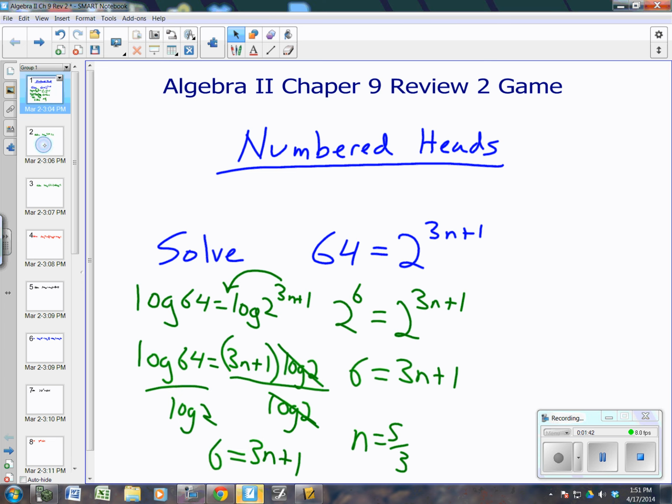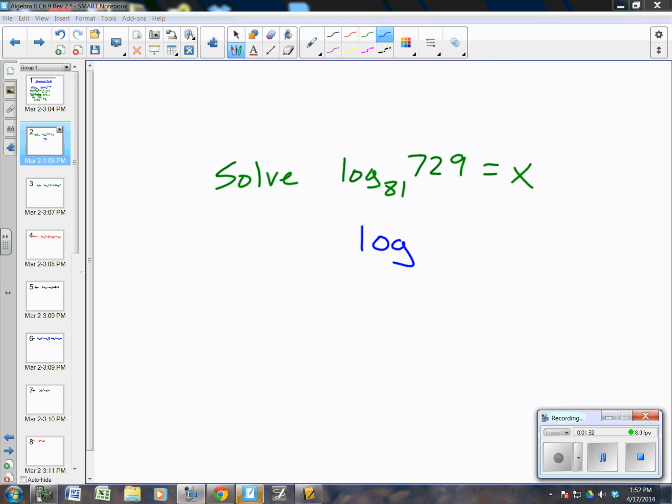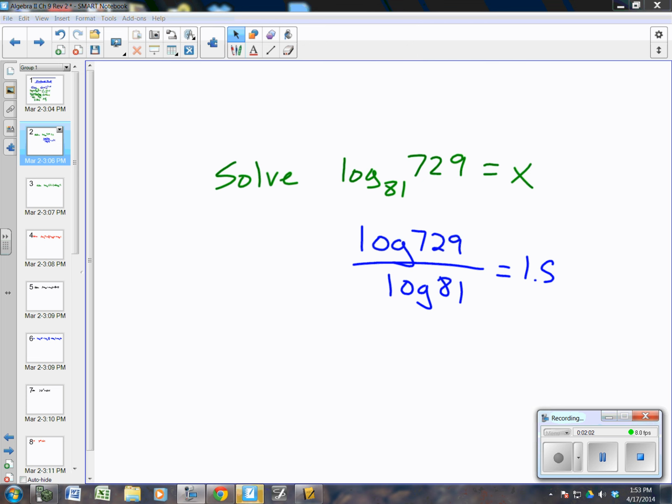Second problem. Okay, it looks like all the tables had it. You guys had to use the change of base formula. We used base 10, the common logarithm. Remember? And you should have gotten about 1.5. Is that what you got? Exactly. It's actually exactly that.